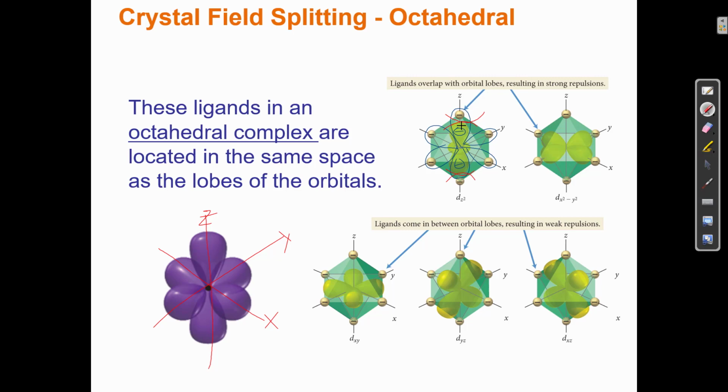In this specific orbital, these electrons don't bump up against anything. These don't bump up. These don't bump up. These don't bump up. So those electrons aren't doing anything, but this one here and this one here, they're repelling electrons that are already there.